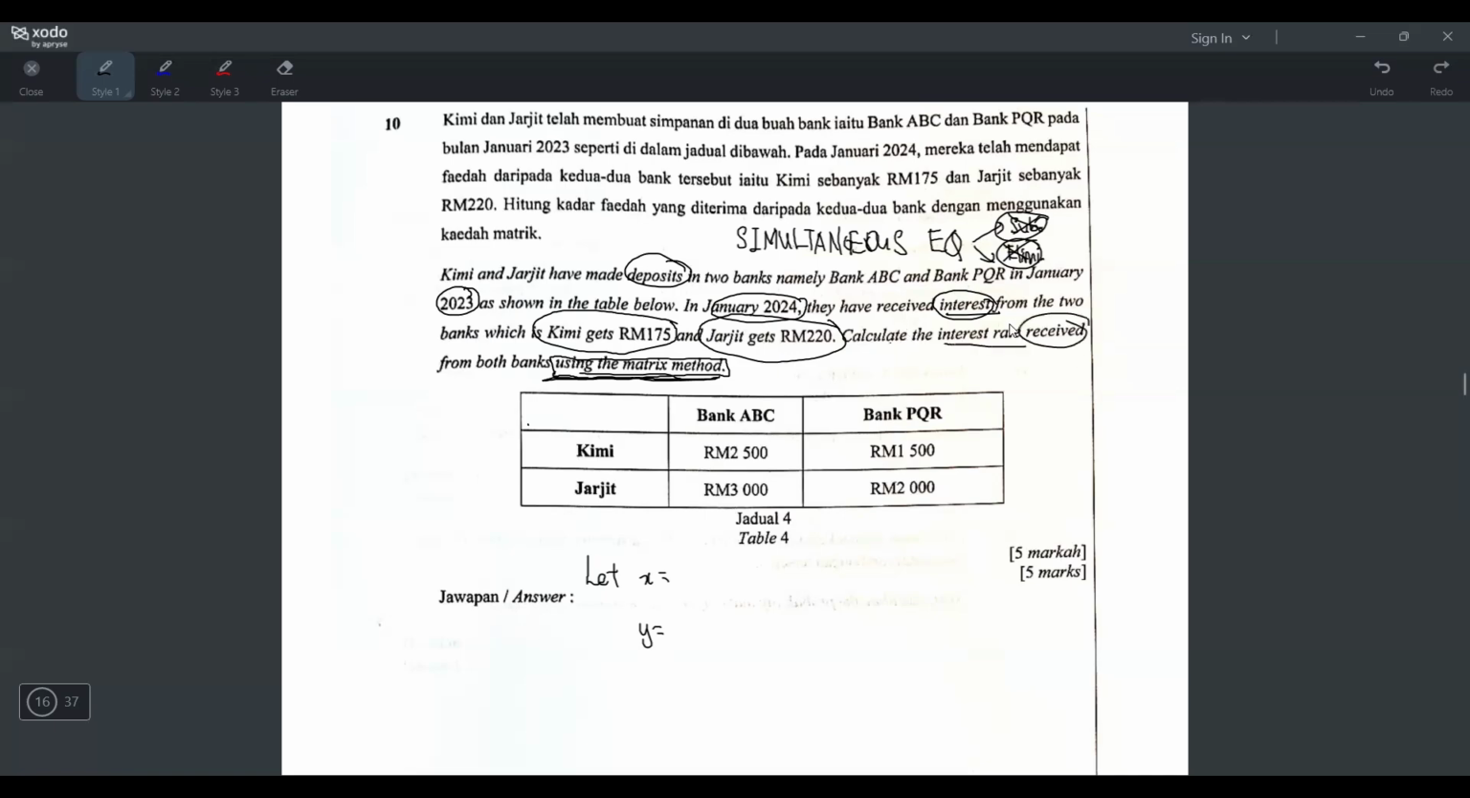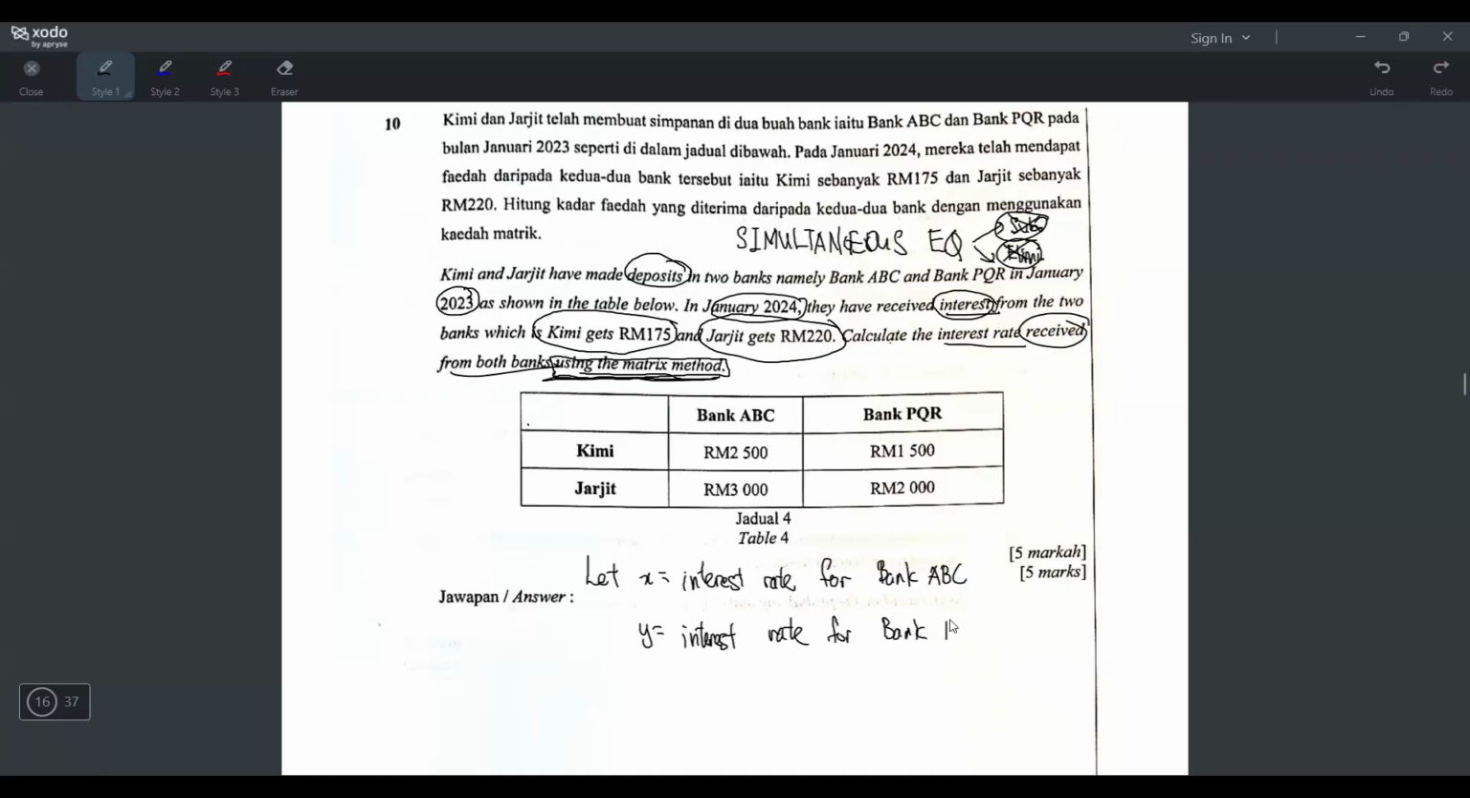Calculate the interest rate received from both banks. So ignore all the information first. Straight away see what the question wants us to find in the end. They want to find the interest rate received from both banks. So the x and y will represent the interest rate from both banks. Of course, x will be the interest rate for Bank ABC, and then the other one must be the interest rate for Bank PQR. This is how you spell interest.